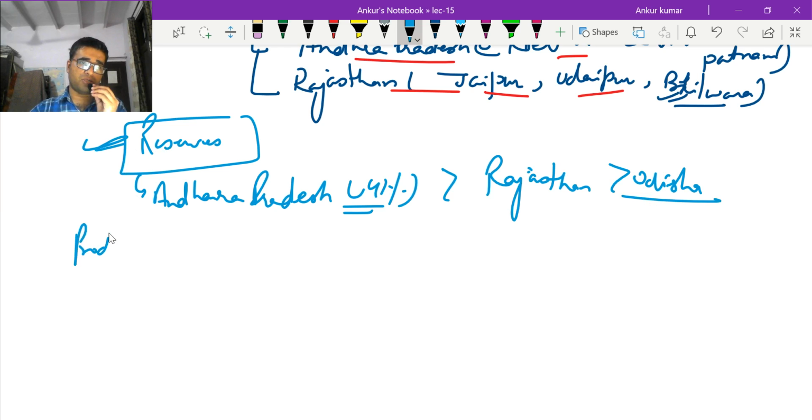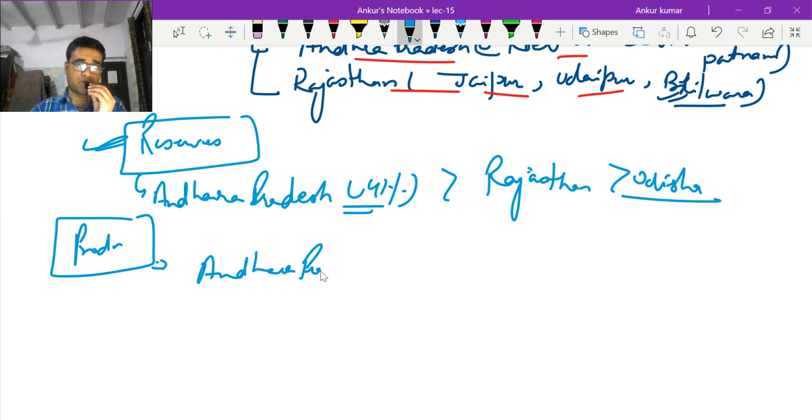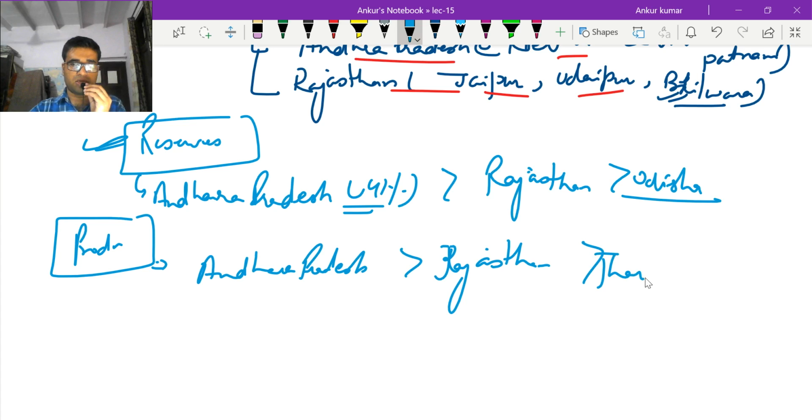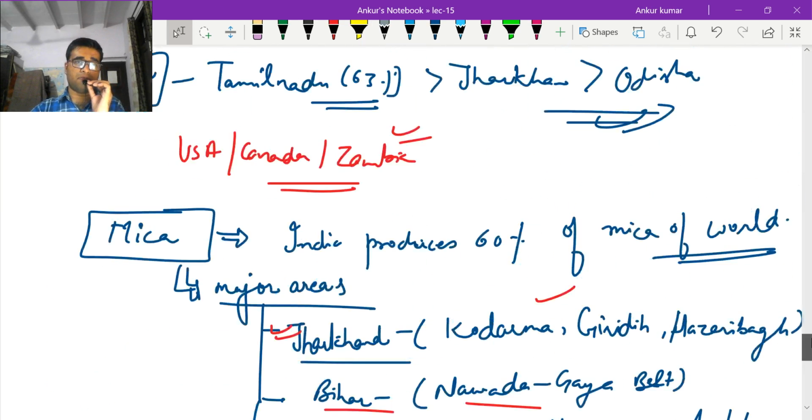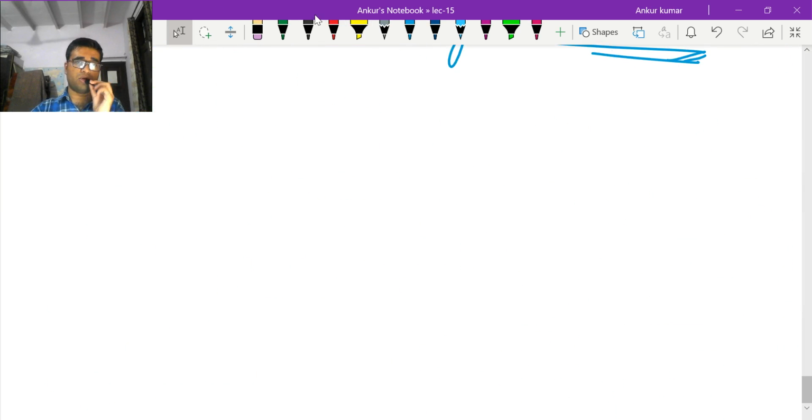If you see the production, the state-wise production, the highest production is again in Andhra Pradesh, right? After that it is Rajasthan in second place, and after that is Jharkhand. Okay, this is the state-wise production of mica. Now moving on, this is the mica, right? Moving on to the last two metallic minerals that we are going to cover.